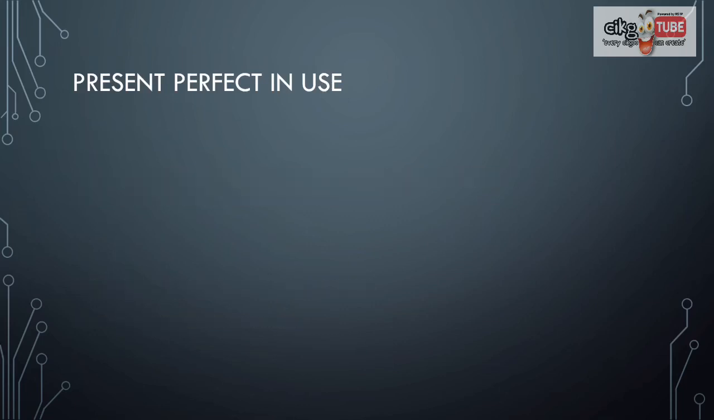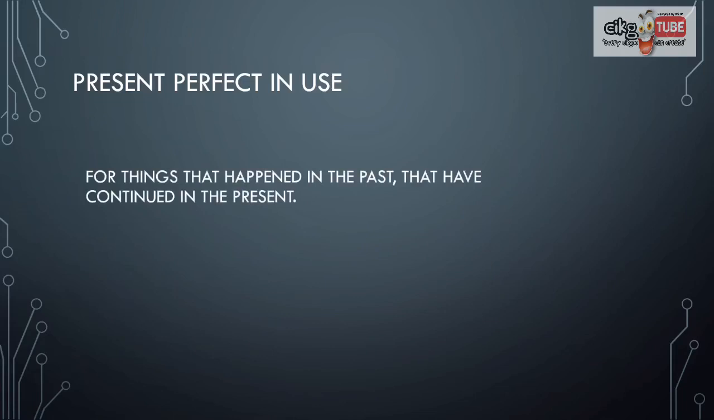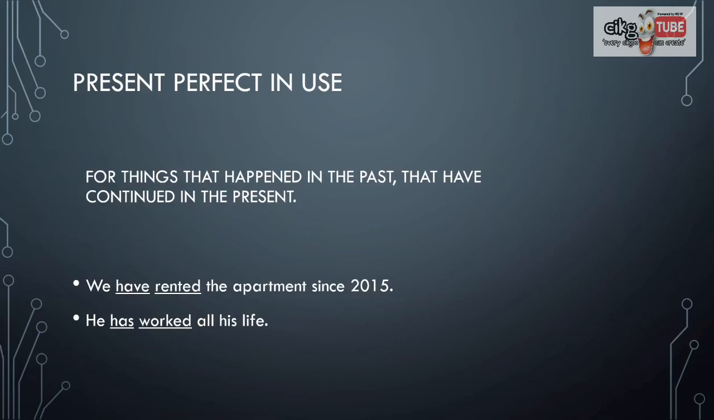We also use the present perfect tense for things that started in the past that have continued in the present. For example, we have rented the apartment since 2015. Here, it means that we started renting the apartment in 2015 and are still renting the apartment now. He has worked all his life. Here, it means that he started working a long time ago and is still working.